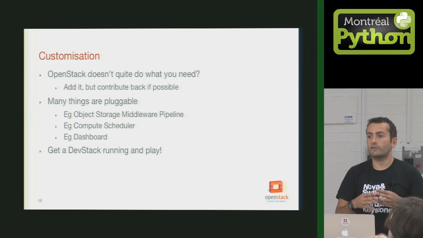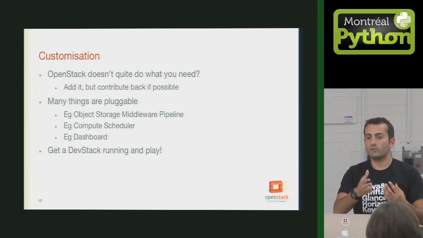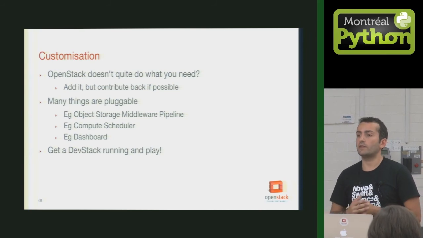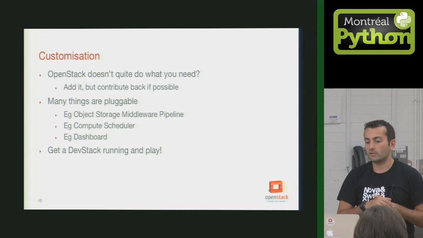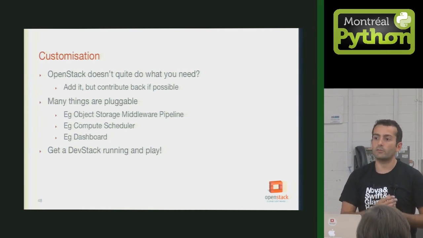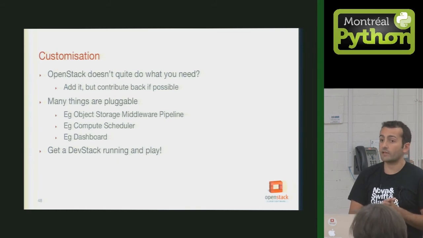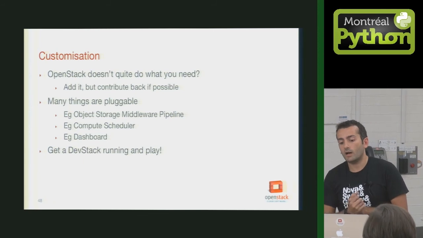So instead of winning on CPU for the VMs, they want to win on power, because power is really expensive in data centers. There are tricks like that you can do with the schedulers, and those are drivers, they're all drivers and they're all pluggable. And the dashboard is Django. Dashboard is basically Django. We all know Django, hopefully.